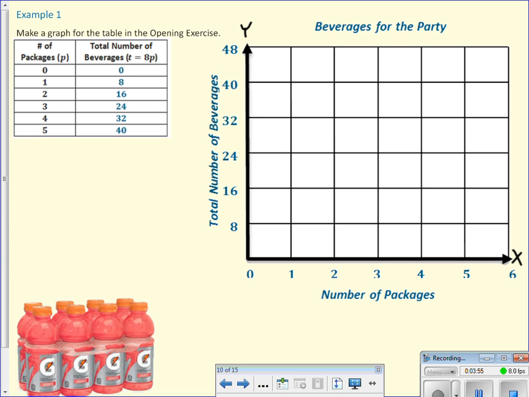Remember, you need your 5 labels, your heading, your x-axis label, your y-axis label. You can use different scales to label your x and y-axis. So we counted by 1s on the x-axis, counted by 8s on the y-axis. And now we can plot our points. But here's where it's going to be different. We are not connecting the dots. Because we have to buy whole packages. We're buying whole packages. So we're not going to see the ones in between. So we're just plotting our points.